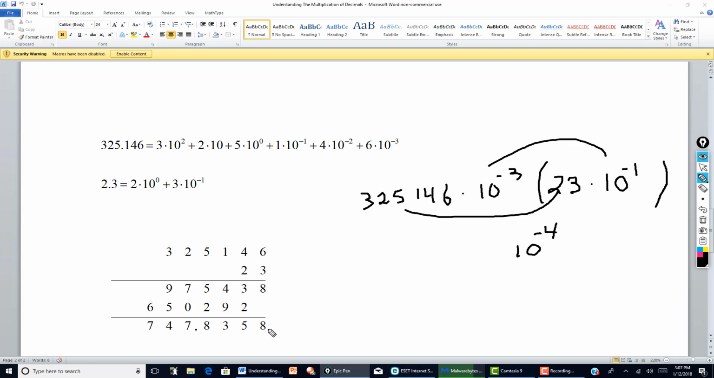And then we move the decimal over 4 places, and the answer comes out to 747.8358. And that's the reason that we perform this type of procedure with decimals and why it works. Hope this makes sense, and we'll see you in the next video.